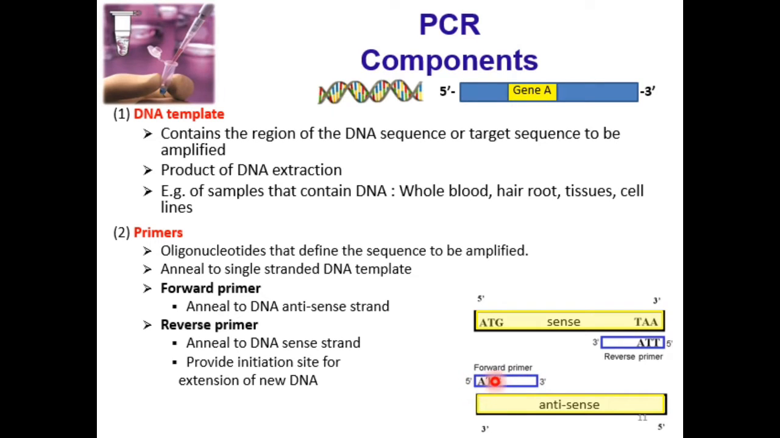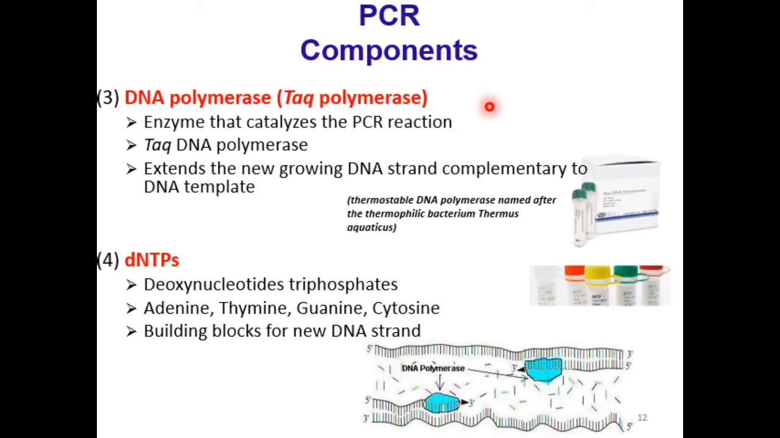Don't forget we have a forward primer and a reverse primer. You cannot do the PCR with only a forward or only a reverse primer. You need both primers. The next component is DNA polymerase, or Taq polymerase. Of course, from its name, this is the enzyme that catalyzes the PCR reaction. What does this enzyme do? It extends the new growing strand complementary to the DNA template.